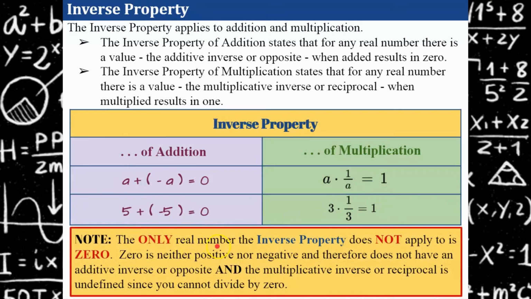The only real number the inverse property does not apply to is 0. 0 is neither positive nor negative, and therefore does not have an additive inverse or an opposite. The multiplicative inverse or reciprocal is undefined since you cannot divide by 0. So the inverse property of addition and of multiplication will work for any number except 0.